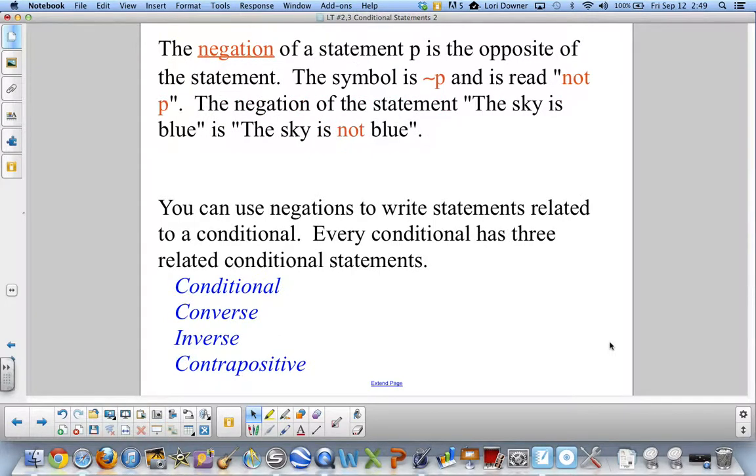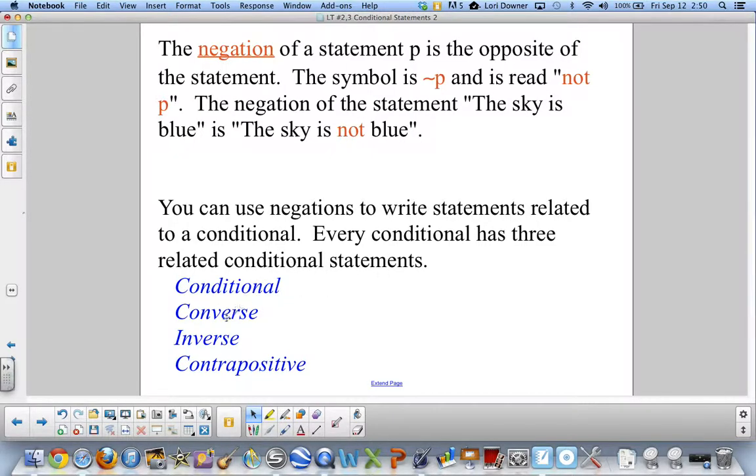Now we have the conditional statement of if P, then Q. We also have what we call negation, which means not P. So here's the symbol. It's one little squiggly line, and it's read, not P. The negation of a statement, the sky is blue, is the sky is not blue. You use negations to write statements related to conditionals, and every conditional has 3 related conditional statements.